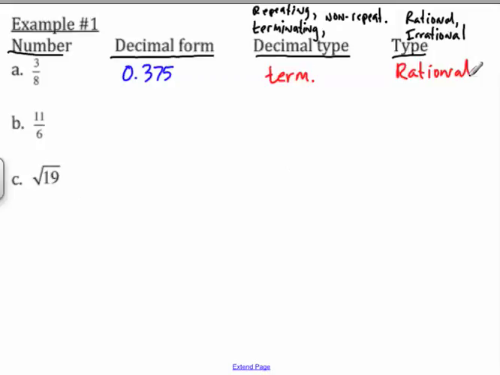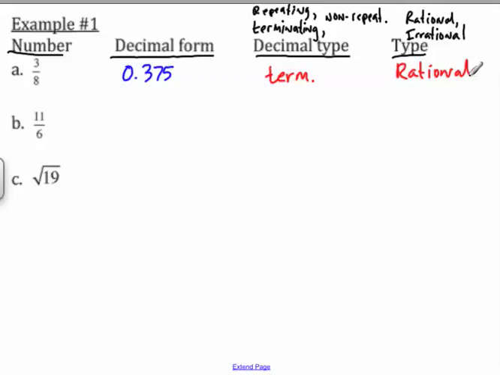Now the second one is 11/6. I could just say, hey, I know it's rational. It's written as a fraction, and rational numbers can be written as fractions. Irrational numbers can't. So I know that both of those are rational. But let's just go through it.